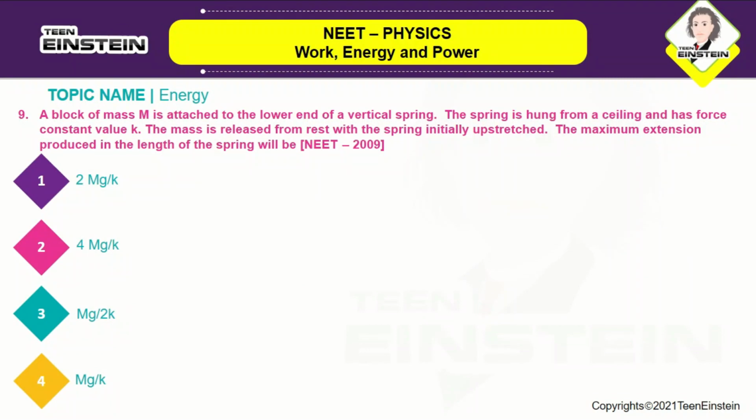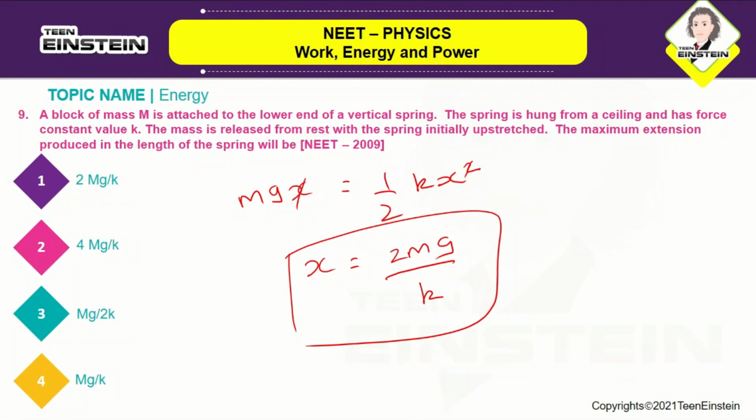So, by the law of conservation of energy, the decrease in gravitational potential energy is equal to the increase in spring potential energy. So it will become mgx is equal to half kx square. So this and this will get cancelled and you will get the x value as 2mg by k. So the maximum extension produced is 2mg by k. So option number 1 is the correct answer.